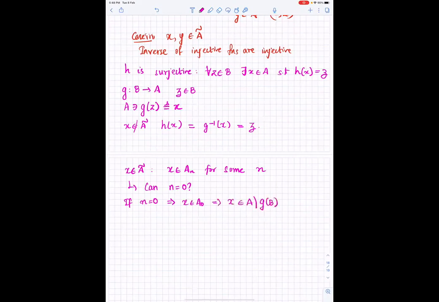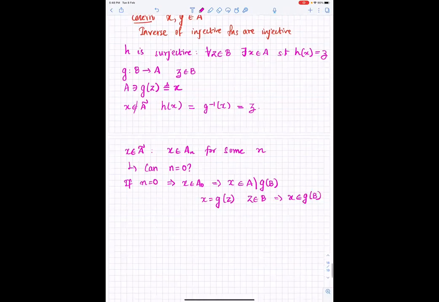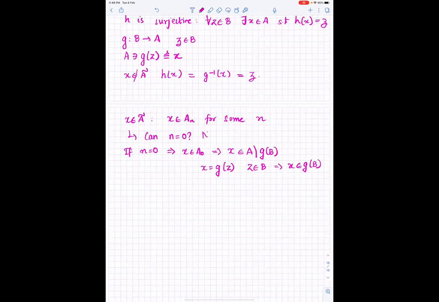The way we define the set A naught. But we know that X is equal to G of Z, and Z is in B. Right? So this definitely tells us that X is in G of B. So it can never be the case that N is equal to 0. So definitely N is greater than 0. So if X is in A tilde, then X is in AN, some N greater than 0.